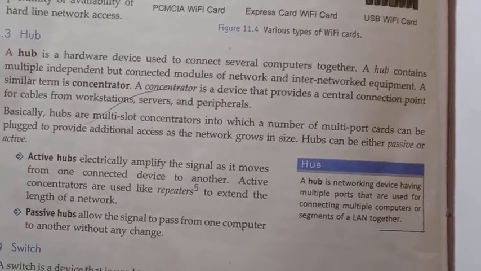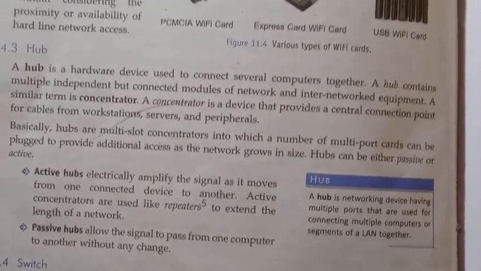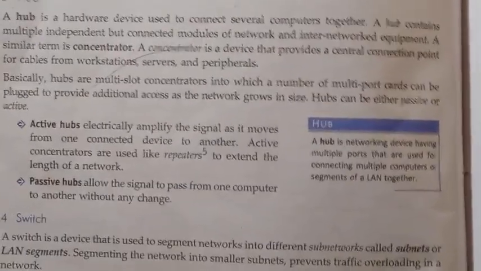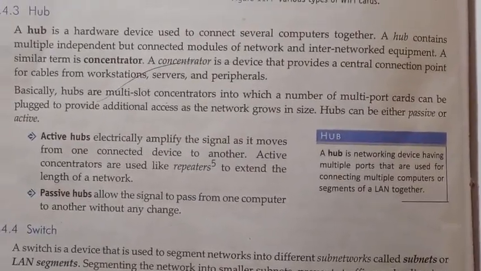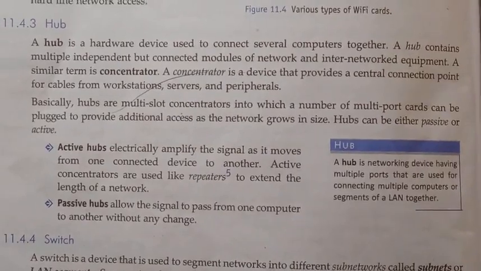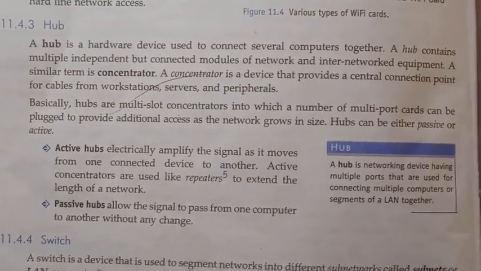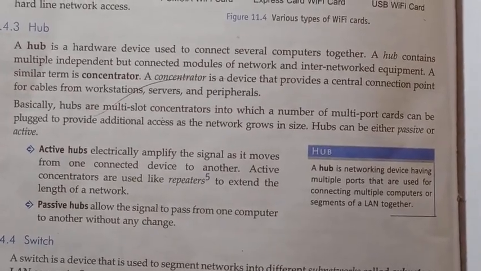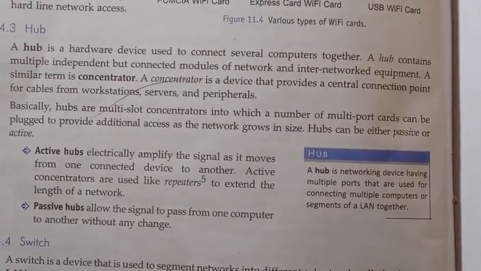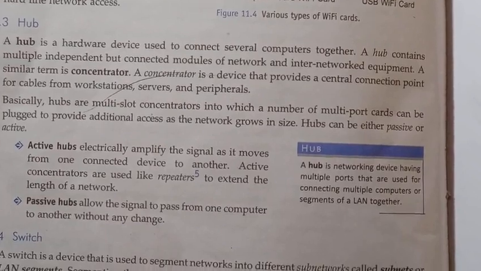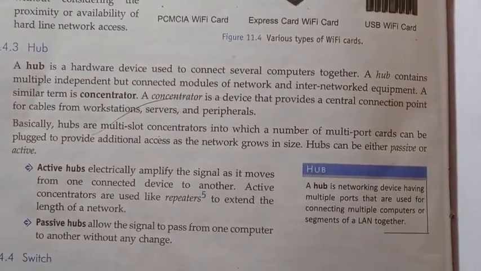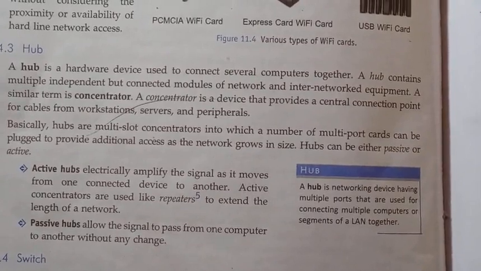In physics you have studied what you mean by amplification and regeneration. Amplify is nothing but you just increase the strength of that signal. So hubs containing repeaters are called active hubs. A passive hub just passes the signals from one computer to another computer without any change. There are no repeaters present in a passive hub.